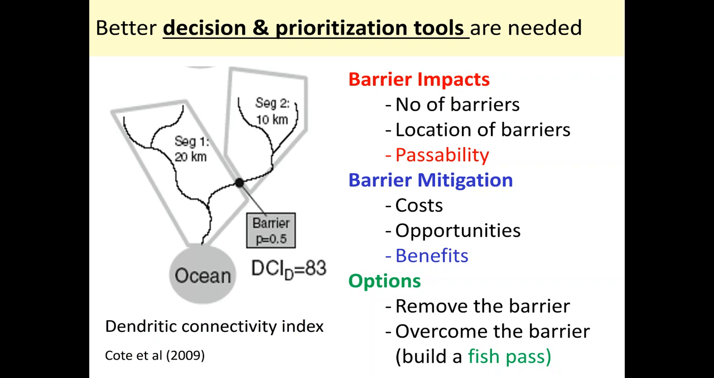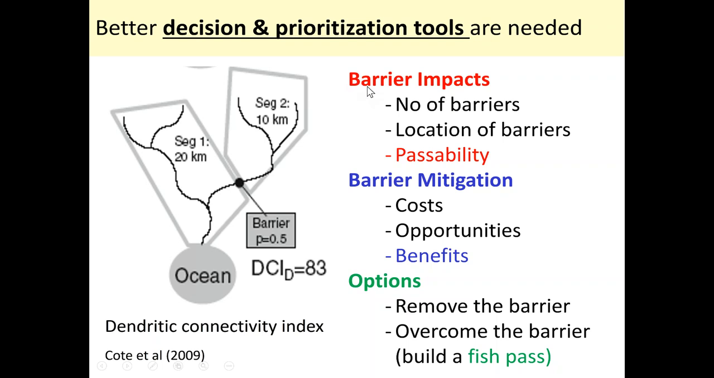Okay, so perhaps the first thing that AMBER is trying to address is we need better decision and prioritization tools. It's never going to be possible to build fish passes or to overcome the problems posed by barriers entirely. So there is a real need to try to understand which barriers are in most need of mitigation and which barriers are not. And also, what options do we have? Is it just a fish pass that we can do, or are there any other options? So that's going to be determined.